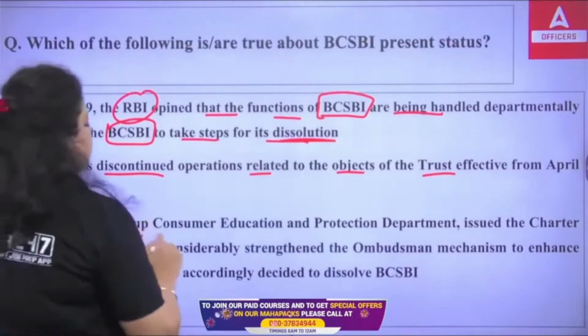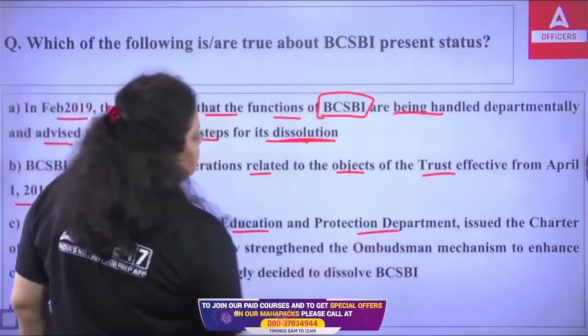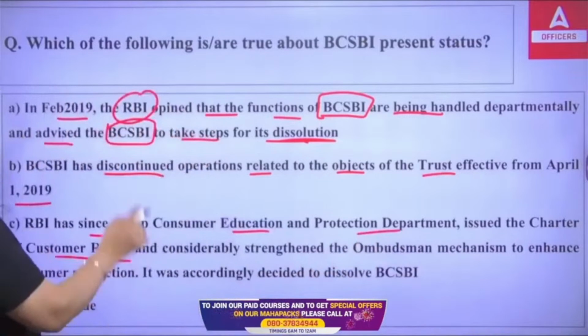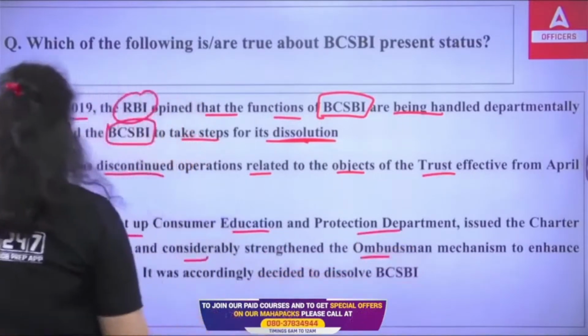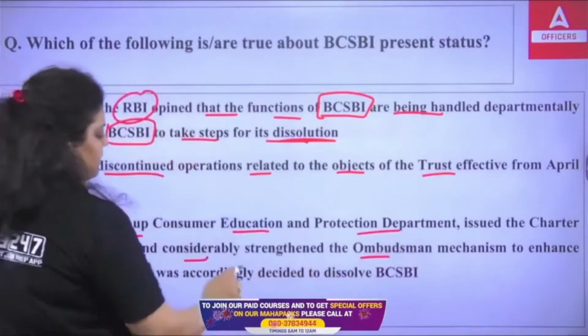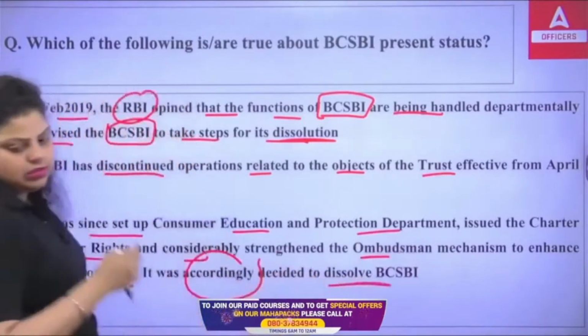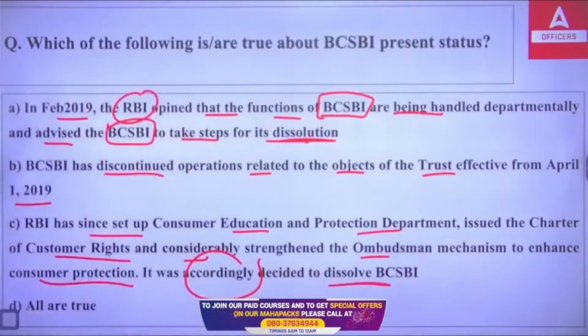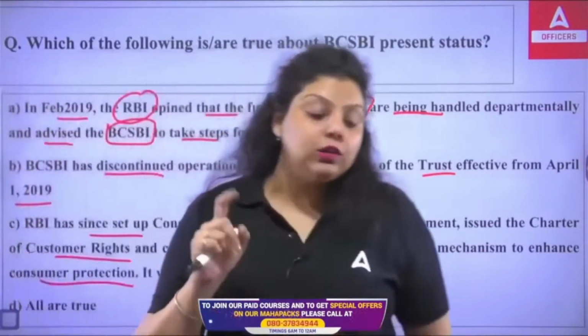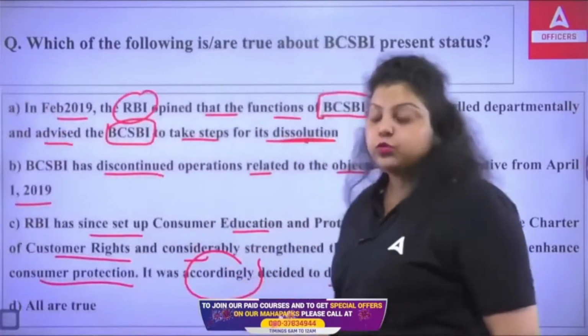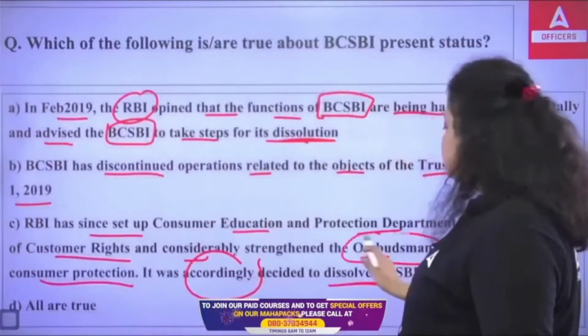RBI, since it set up the Consumer Education and Protection Department, issued the Charter of Customer Rights and considerably strengthened the ombudsman mechanism to enhance customer protection. So it was accordingly decided to dissolve the BCSBI. Like if you are dissolving the BCSBI, who is going to take care of the frauds or all of the complaints of the customer? So for that, you have to make the ombudsman strong.